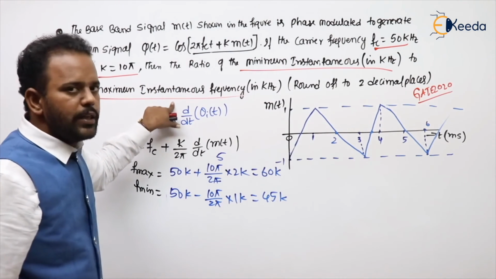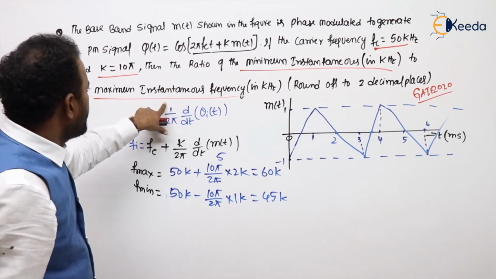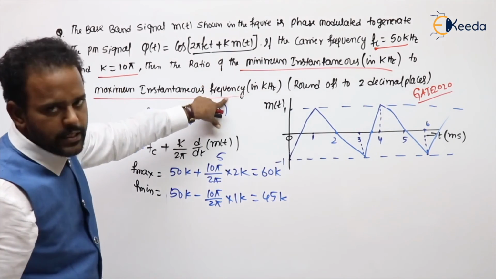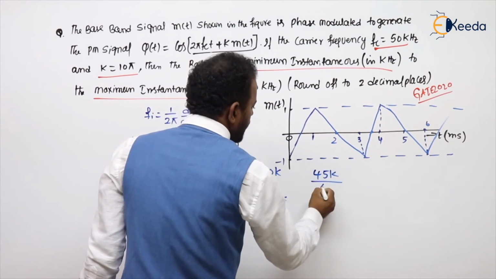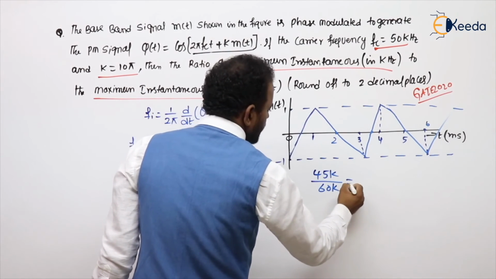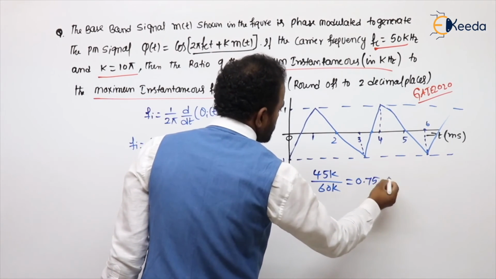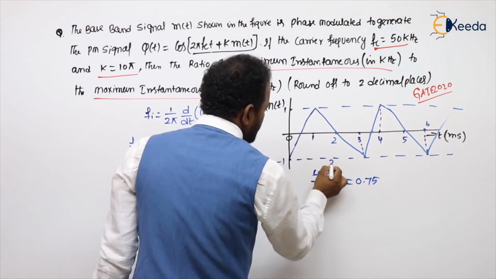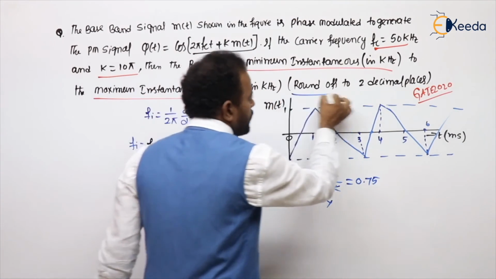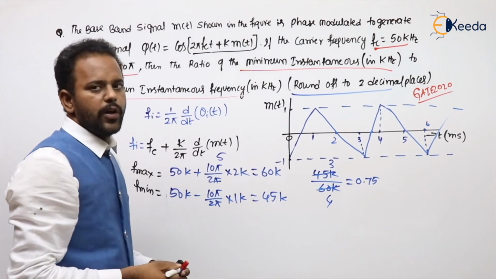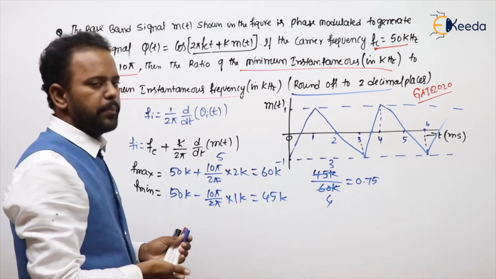And this is a fill-in-the-blanks type of question. What is it asking? Minimum to maximum is asked. So 45k by 60k, then it will be 0.75. Just like 3 by 4, 0.75. You round off to 2 decimals, 0.75 we got, that we need to type.